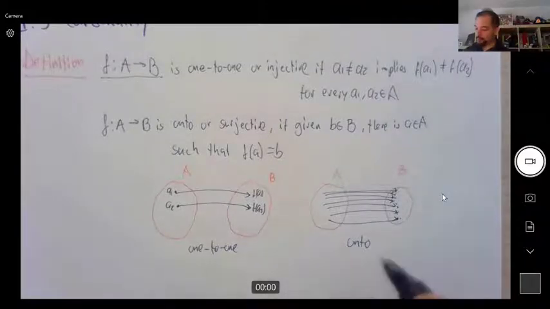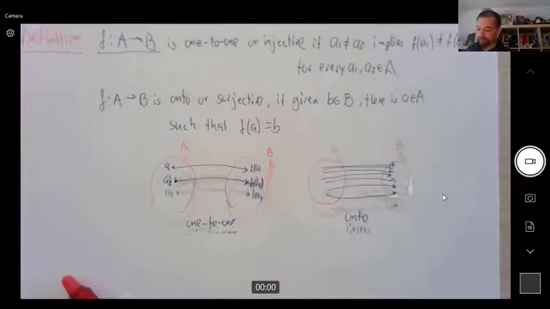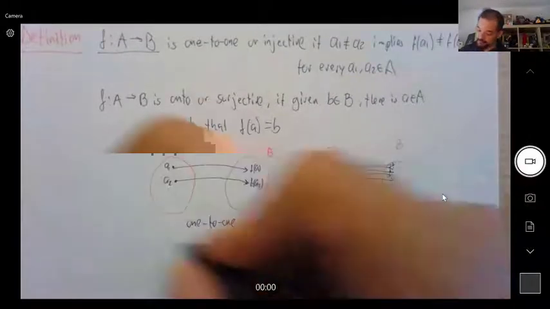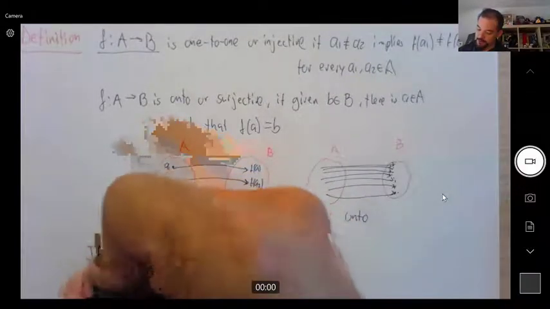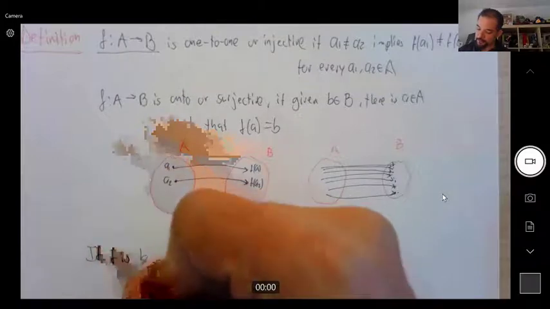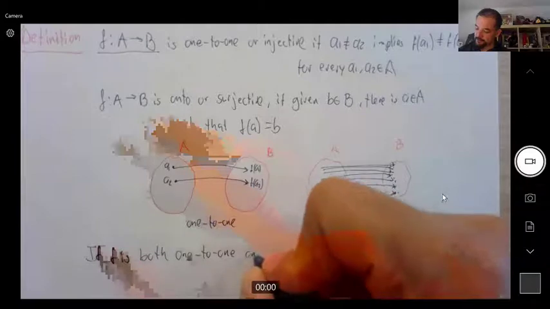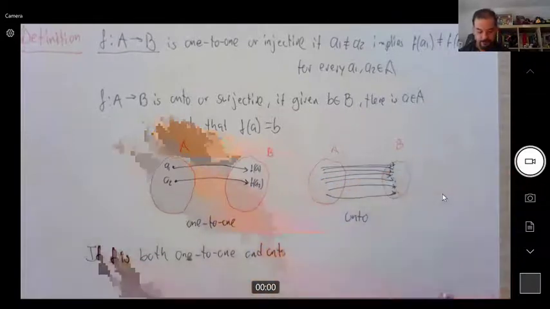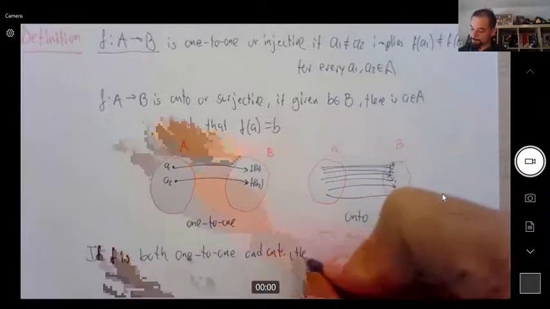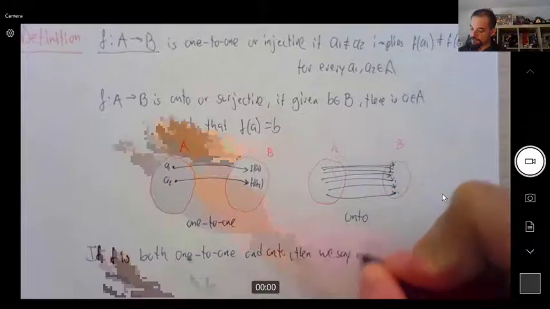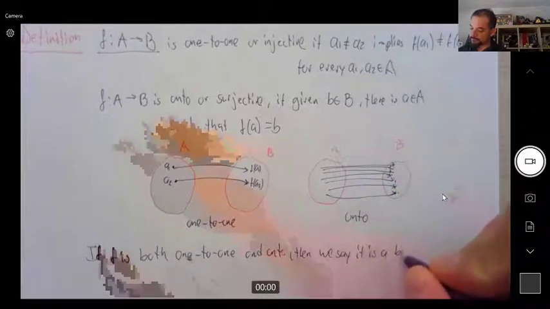So if it is both one-to-one and onto, then we call it a bijection. Right? So that's the other term. If f is both one-to-one and onto, then we say it is a bijection.